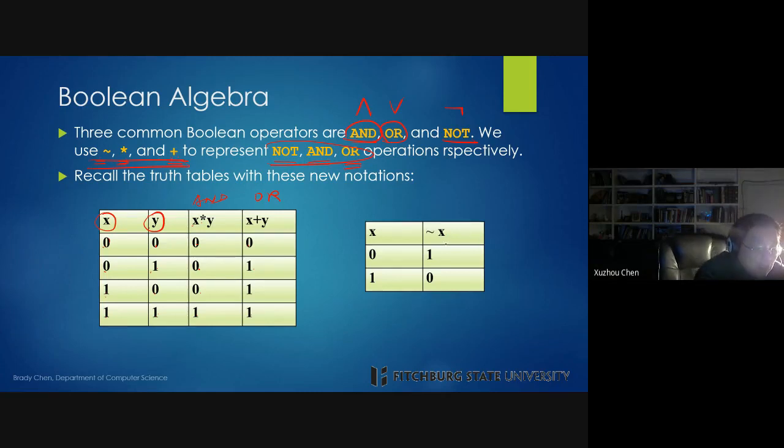So that's a negation, but we use tilde. So if x is 0, then tilde x is 1. If x is 1, tilde x is 0. That's negation, right?